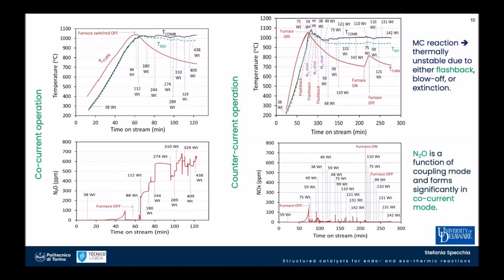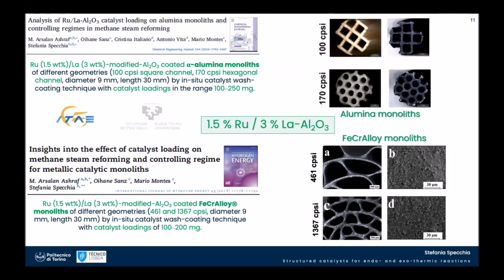And that was one part. Another interesting part that we carried out together with CNR, which is the Italian Council of Research, and also the University of the Basque Country in Spain. We worked on and made some comparisons of ceramic monoliths versus metallic ones, always for steam reforming, using a different catalyst.